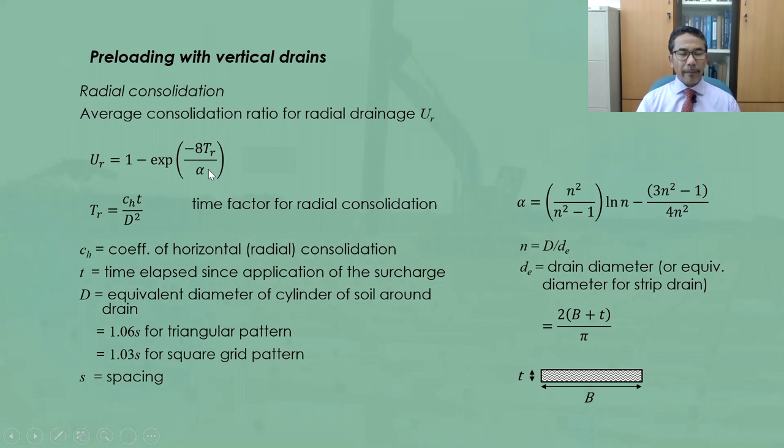If we refer to this equation u sub r, the degree of radial consolidation, we have alpha here. Alpha here is given as n squared divided by n squared minus 1 multiplied by natural log n, minus 3 n squared minus 1 divided by 4 n squared, where n here equals the ratio of capital D divided by d sub e. Capital D here is the equivalent diameter of the cylindrical soil around the drain, whereas small d sub e here is the equivalent diameter of the drain. If the drain is in the form of a cylindrical sand drain, then d sub e equals the diameter of the drain.